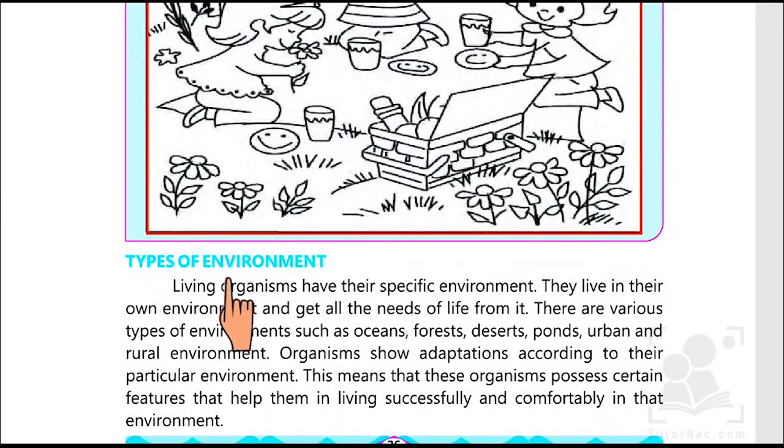Types of environment. Living organisms have their specific environment. They live in their own environment and get all the needs of life from it. There are various types of environments such as oceans, forests, deserts, ponds, urban and rural environment.